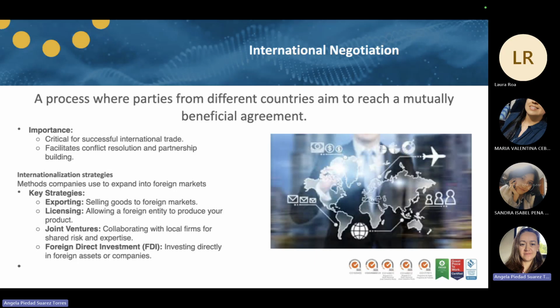There are some internationalization strategies, different methods that are used by companies to expand into foreign markets. The main strategies that we can see are, first of all, exporting, selling goods or services to foreign markets; licensing, which means allowing a foreign entity to produce your product; a joint venture, collaborating with a local firm for shared risk and expertise; and foreign direct investment, which is investing directly in foreign assets or companies.